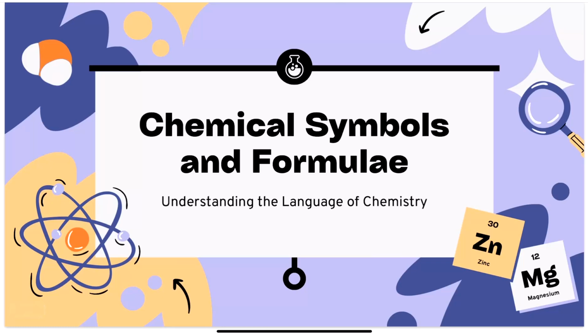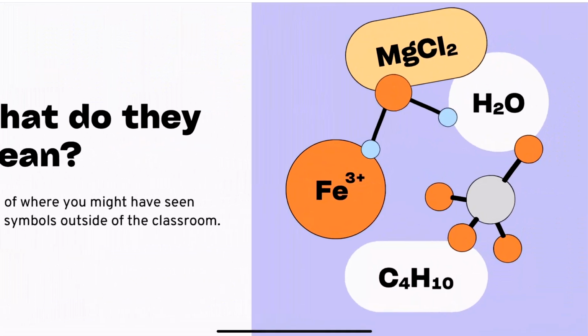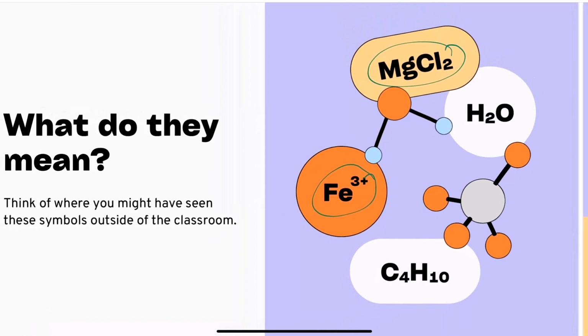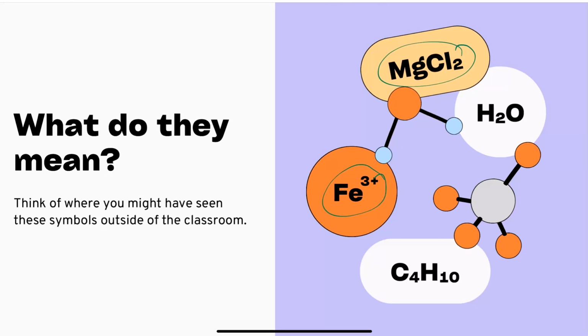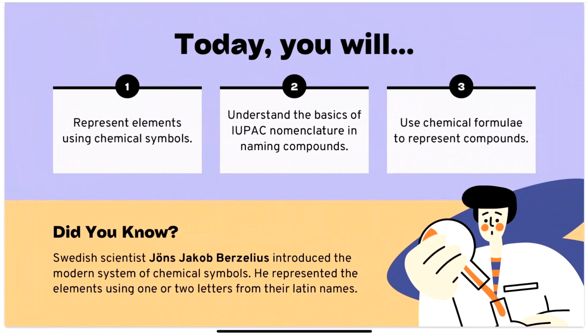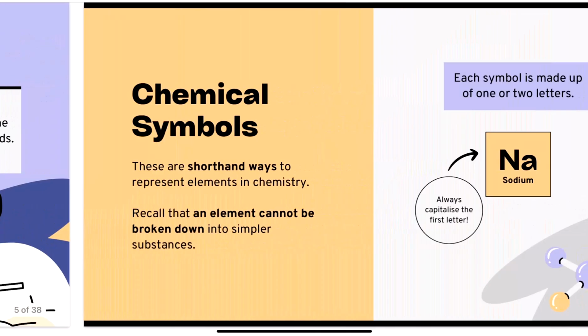So what are chemical symbols and formulas, right? You might have seen things like this in your chemistry class. These are basically chemical formulas. So what do they mean? Each and every element has its own unique symbol, right? And where do we get that naming? We get it from IUPAC, which is basically the International Union of Pure and Applied Chemistry.